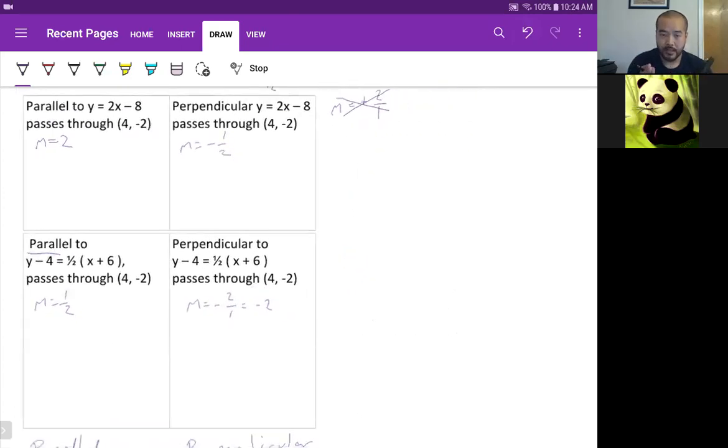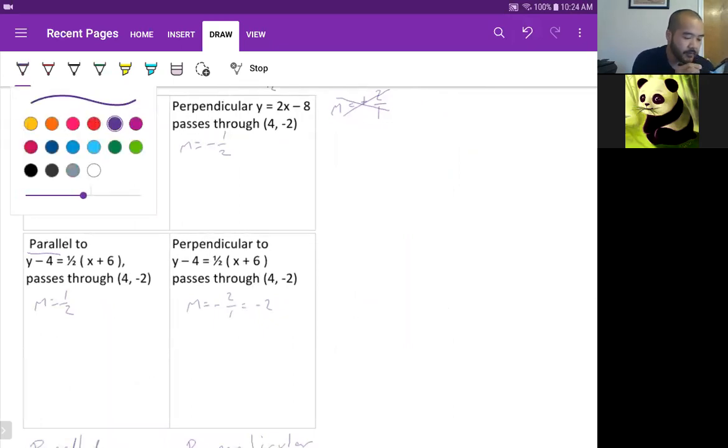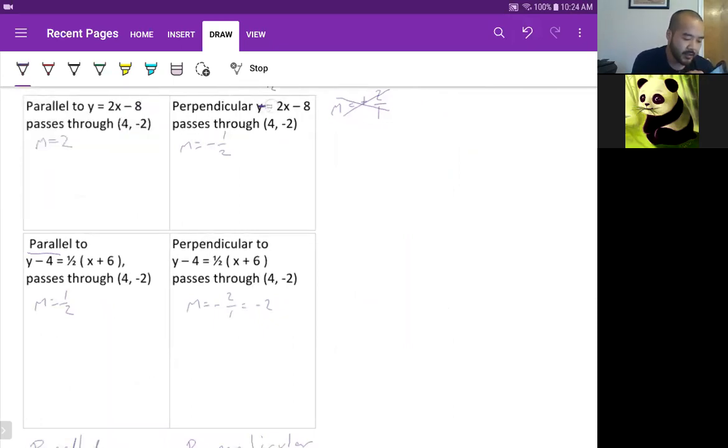Hey, when you're doing the classwork, now that you've gotten through this step, this equation does not matter anymore. We actually don't care about this equation anymore for the purposes of writing the equation.